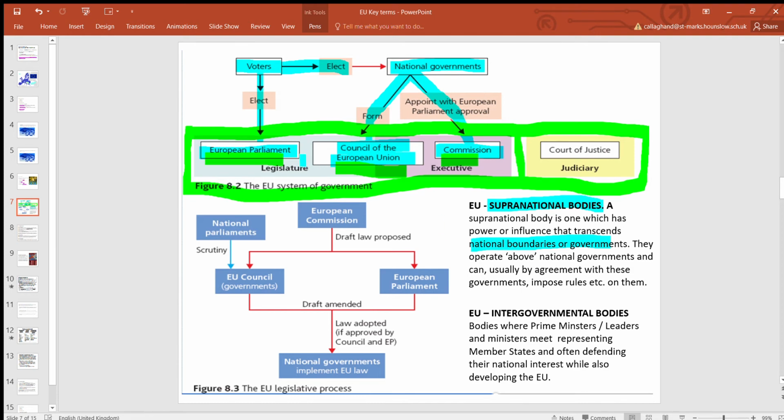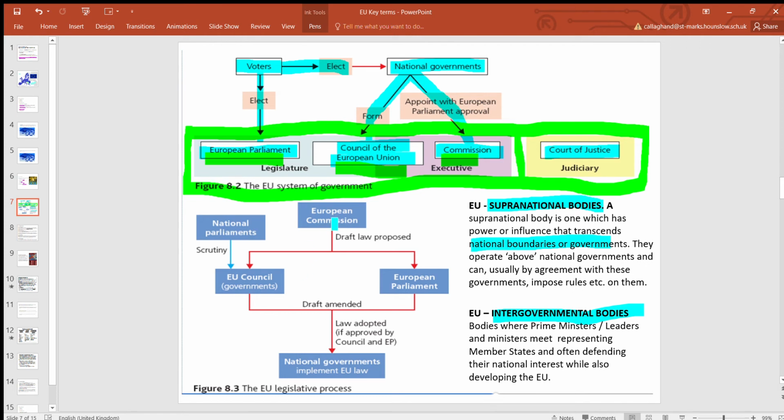And in the EU, you can see you have a number of supranational bodies here. The Commission is a supranational body. The European Parliament is a supranational body. The Court of Justice is a supranational body. The Council of the European Union, where the heads of governments meet, they're called intergovernmental bodies, where prime ministers and leaders meet, and often they try and defend their national interests in there. But these other institutions are institutions of the EU, and they are supranational.